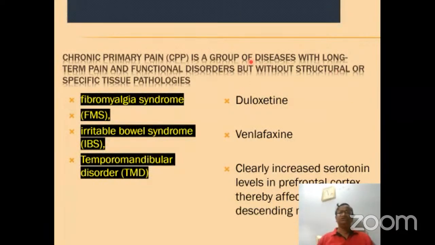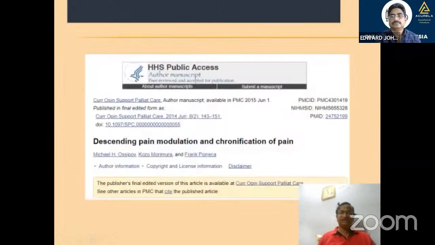Chronic primary pain is a group of diseases with long-term pain and functional disorders, such as fibromyalgia and temporomandibular disorders. Duloxetine and venlafaxine increase serotonin level in the prefrontal cortex and thereby influence control of pain. They have now found out about chronification of pain: acute pain becomes chronic. I will take one more class on how acute pain transforms into chronic pain. Transition, how does it occur? That's a completely different topic.